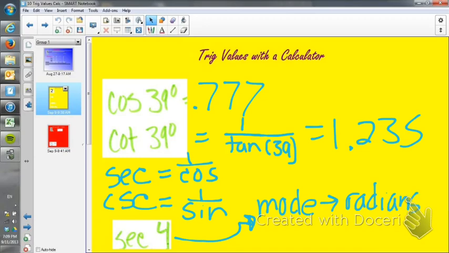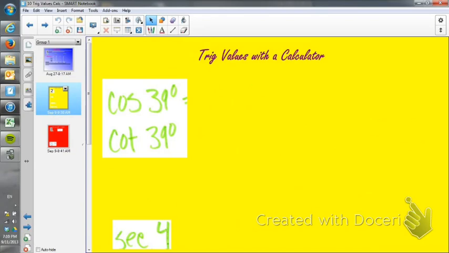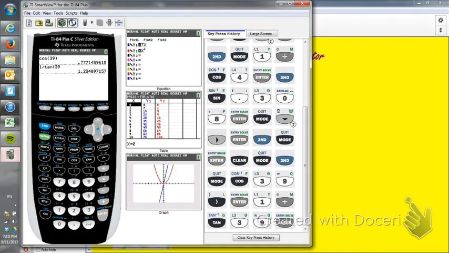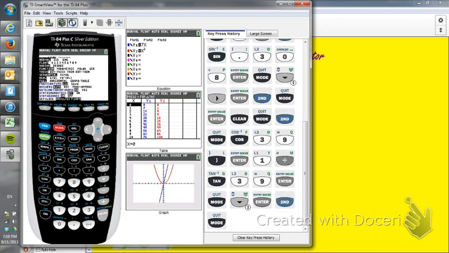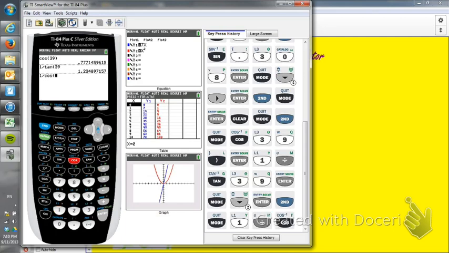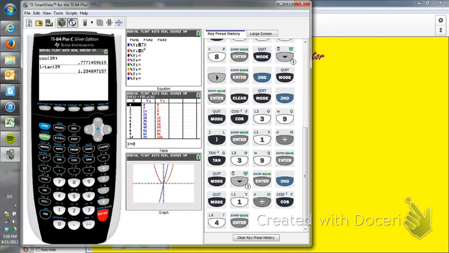It's a reciprocal function, so I need to make sure I write that properly. So I'm going to write that in as 1 over cosine. I'm going to go to my calculator. I'm going to change my mode to radians, and I'm going to type in 1 divided by the cosine of 4, and that gives me my answer.